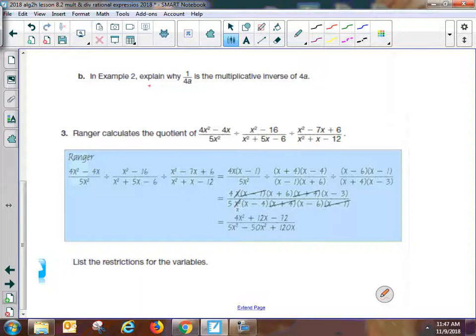In addition to that, on that page, there's this great example with Ranger. So check out Ranger's problem. I'm not going to do the whole thing with you. I just want to chat what I noticed. First thing they did was they took anything that could factor and they factored it.